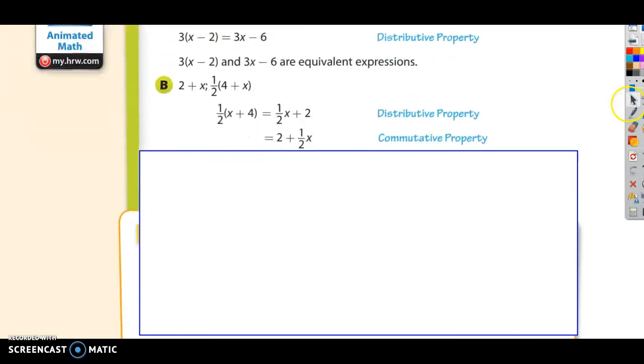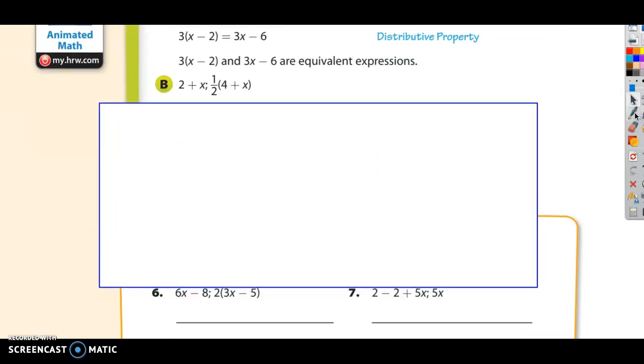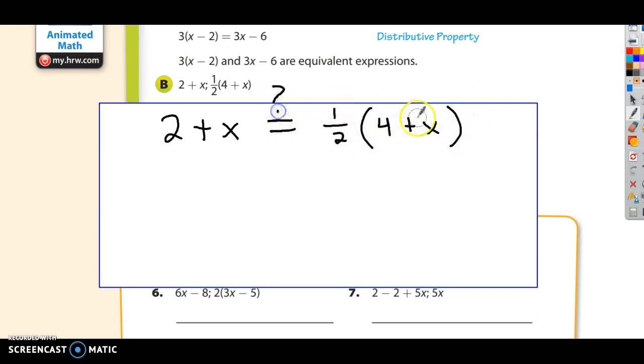Watch. We're on B now. Again, they give us two expressions. They give us 2 plus x, and they give us 1/2 parentheses 4 plus x. And they say, are they equivalent? And we have to decide if they're equivalent. I'm going to go to this side over here. I'm going to use this distributive property. To remember, the distributive property states that you multiply the number outside the parentheses by everything inside the parentheses.